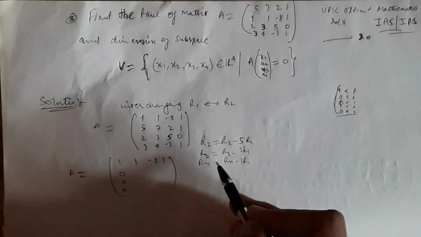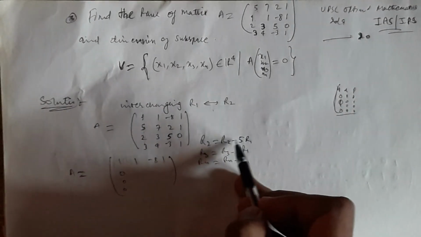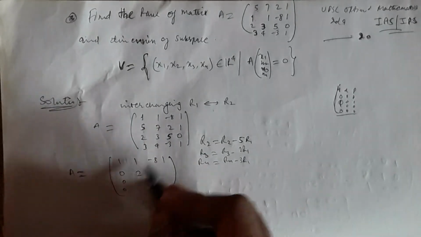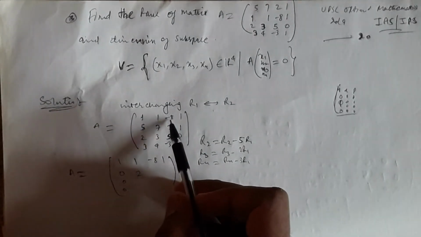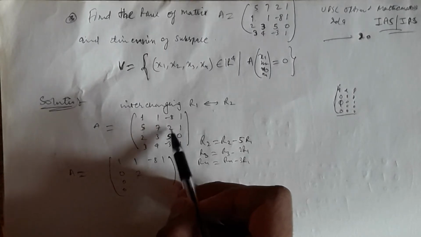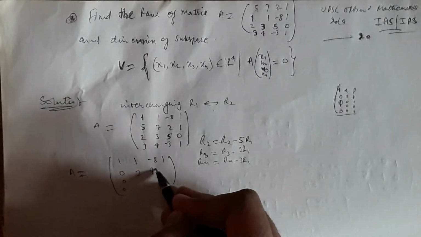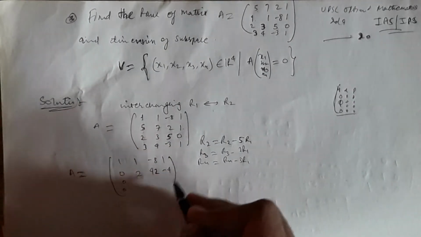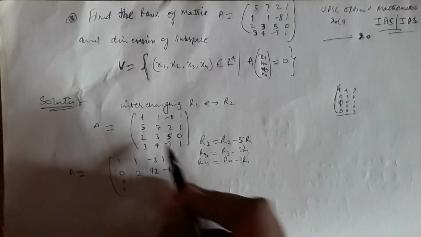Here I apply R2 minus 5 R1. In R2, 7 minus 5 gives 0. Then 2 minus 5 times -8 becomes 42, and 1 minus 5 gives -4, and here is 3.